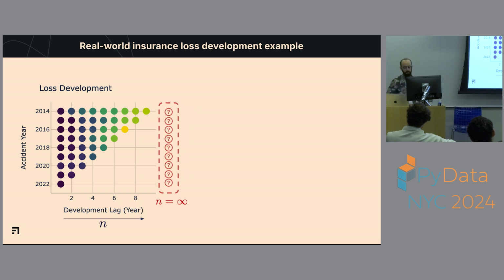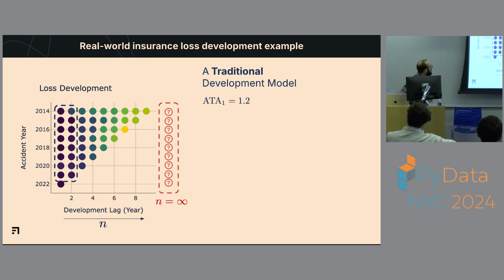This is the problem we're facing: the development lag, which is how many years ahead we're looking back at a given year. We index it with n, and we want to know what's happening at n equals infinity, essentially. This is our first problem. Traditionally, actuaries approach this by taking the ratio between consecutive columns, and you get a factor that you can multiply out. It's called the age-to-age factor.